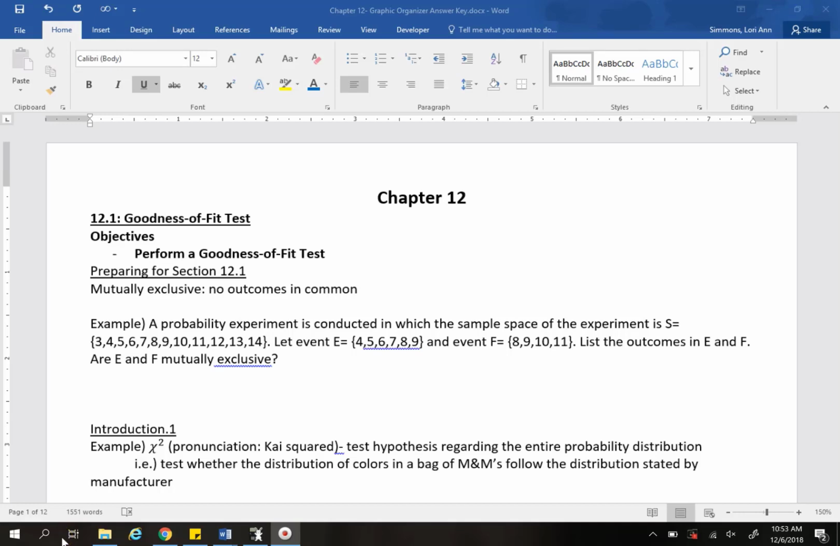Lesson 12.1, the goodness of fit test. The objective for this lesson is to perform a goodness of fit test.